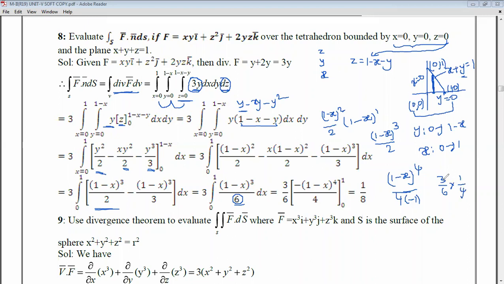Okay, so this is nothing but 3 ones are and 3 twos are, so 1 by 8. So this is the one. Don't see it as a new way. We already did this type of problem in multiple integrals. That only we did here. So first you need to write the limits of x, y, z, and after that, one by one integration: first with respect to z, next with respect to y, and next with respect to x. Okay, so a very important problem, one of the important ones.